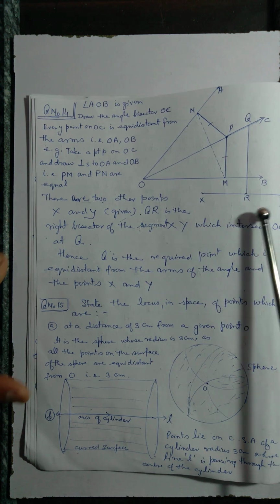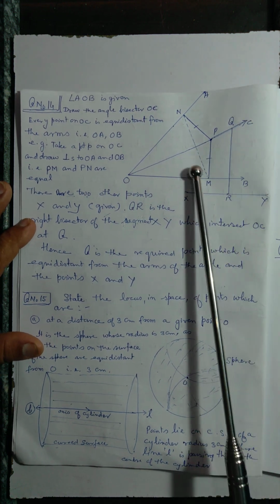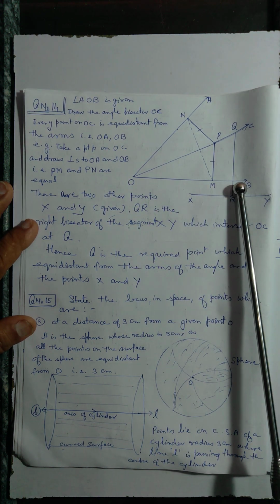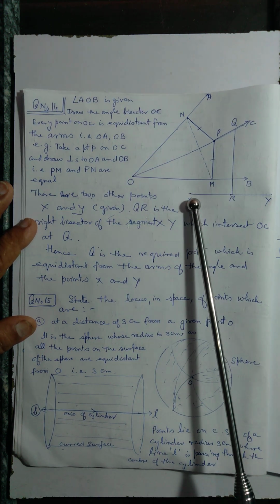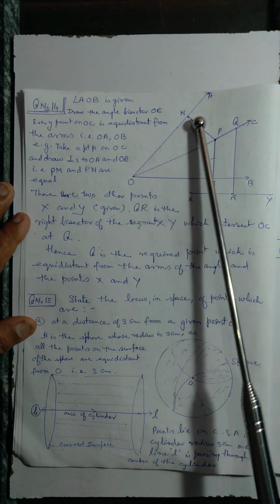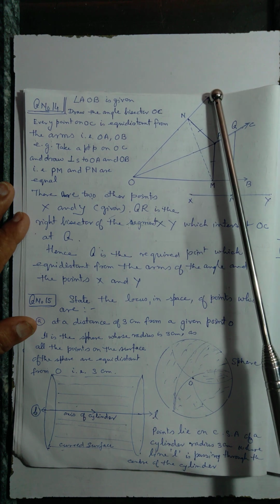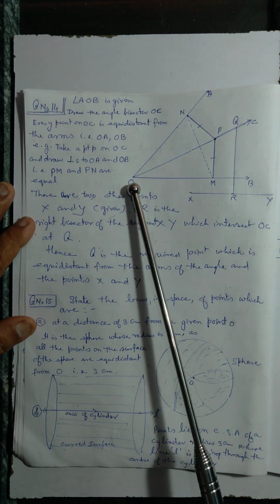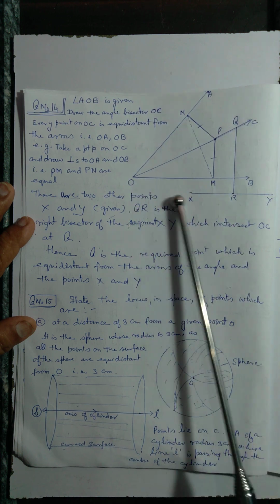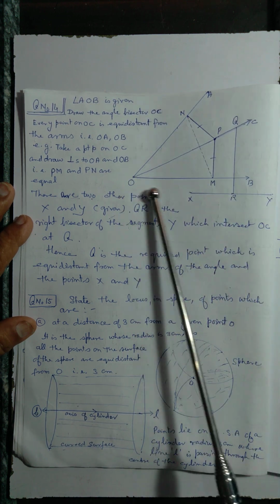अब देखिए यहाँ पर एक एंगल दिया हुआ है, एंगल AOB, और हमारे को we have to find a point which is equidistant from the arms. Arms, what is the arms? That is AO and BO are the two arms, OB and OA. OB and OA are two arms of the angle AOB.